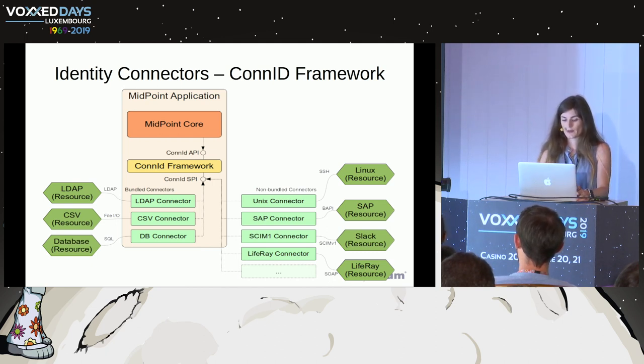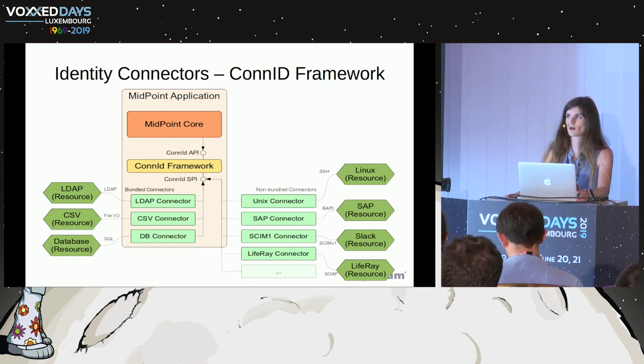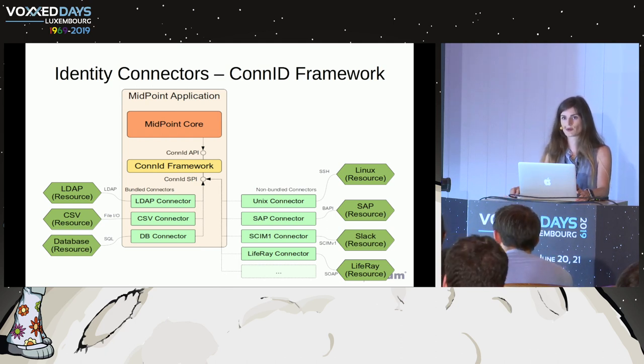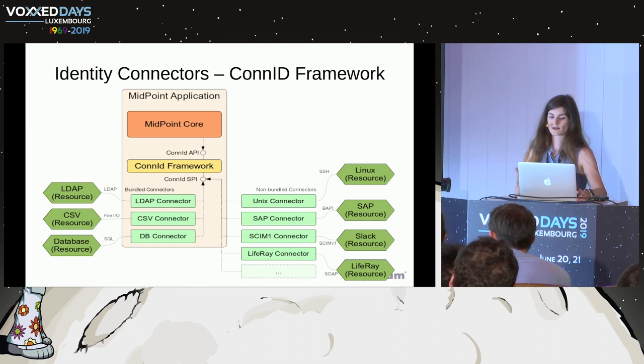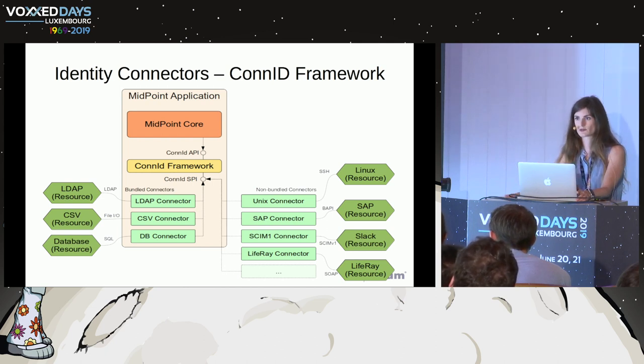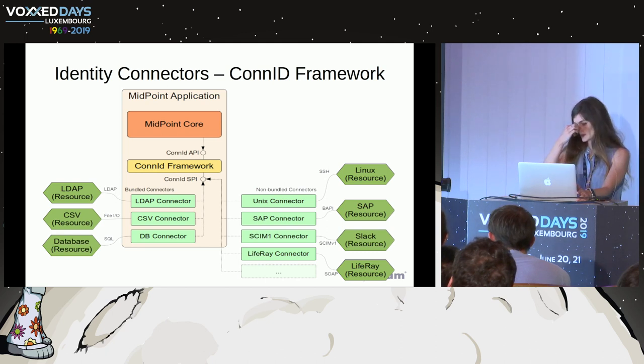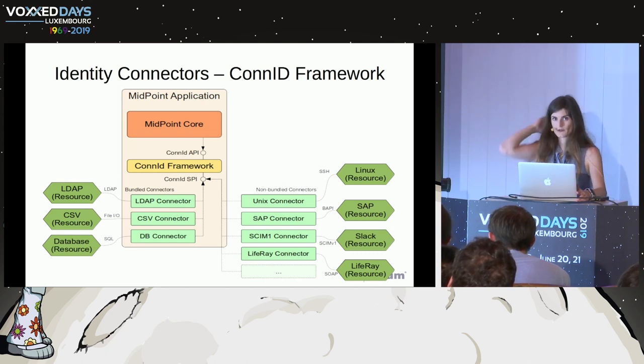As midPoint has all the logic about computing the attributes, values, and policies, and all these things, the connector doesn't need to do this, because the connector just gets all the data, the final data, how it should look like on this target application. So this is also a big benefit of midPoint, that all the logic is inside and you don't need to put it into each connector separately.